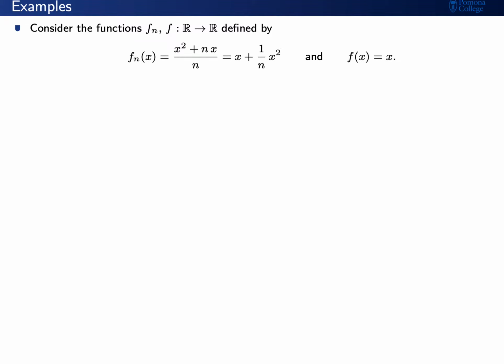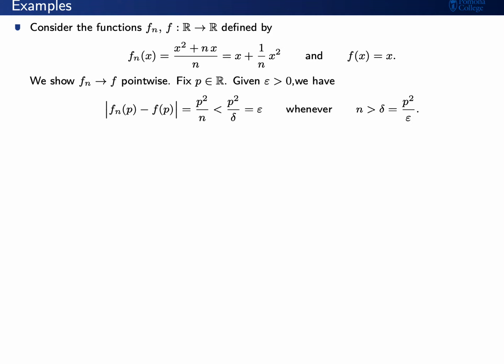Before we continue, let's discuss a few examples. Let's consider the functions f sub n and f defined on the real numbers as follows. F sub n will be x plus 1 over n x squared, and f of x will just be x. We're going to show that f sub n tends to f pointwise. Let's fix the point p in the real numbers. Given a positive epsilon, let's choose delta to be p squared over epsilon. Then it's not hard to show that in absolute value, f sub n of p minus f of p is less than epsilon whenever n is greater than delta.